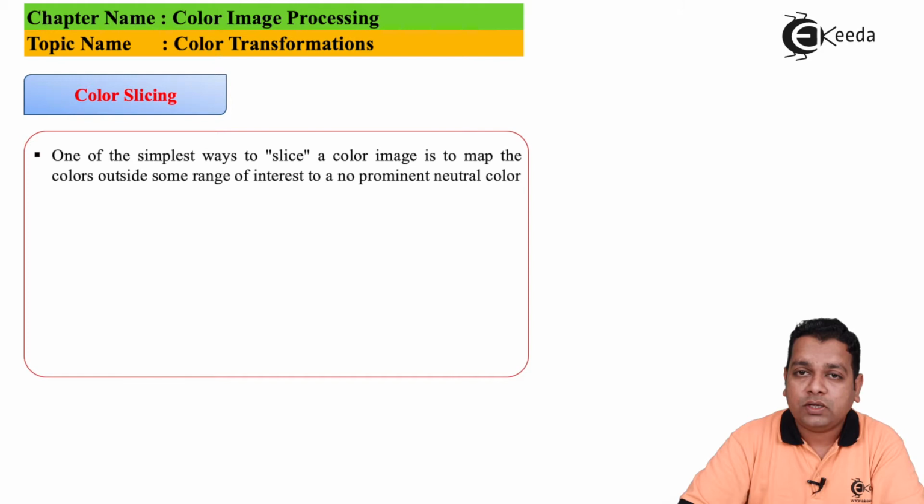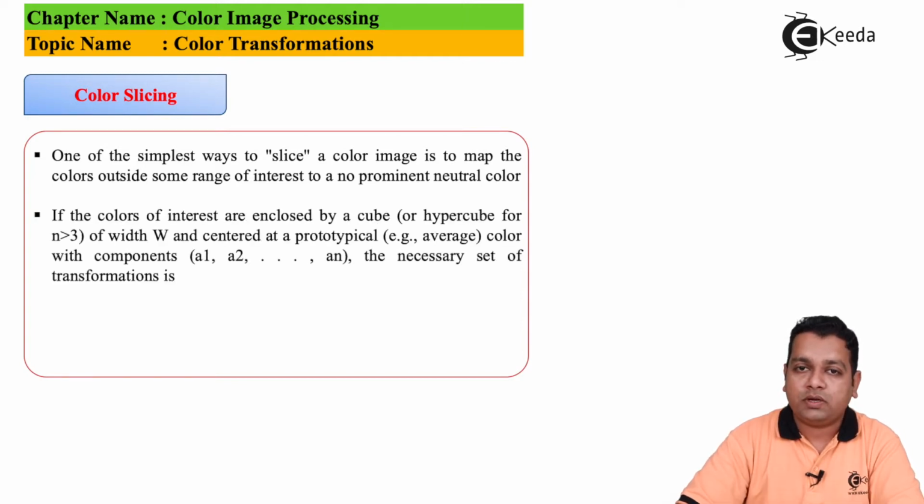One of the simplest ways to slice a color image is to map the colors outside some range of interest to a non-prominent neutral color. If the colors of interest are enclosed by a cube or hypercube, where we have n greater than 3, of width W and centered at a prototypical color, for example the average, with components represented by a1, a2 up to an.